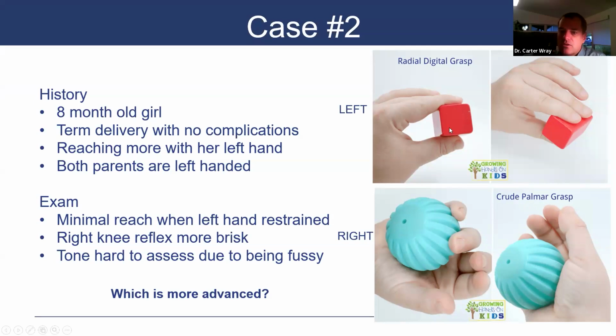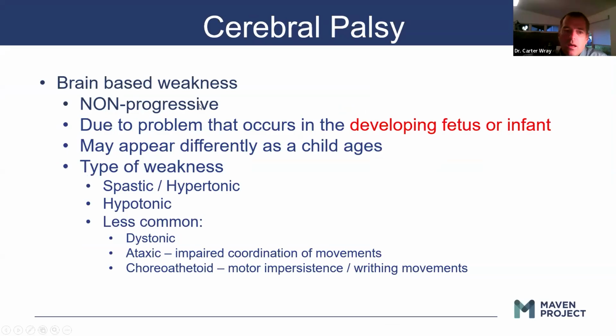So why would a kid use the left hand well and not their right hand well? It's not in this case because their parents are left-handed, although being lefty is genetic. If you have a baby whose parents are both lefty, the kid will probably be lefty, or at least ambidextrous.